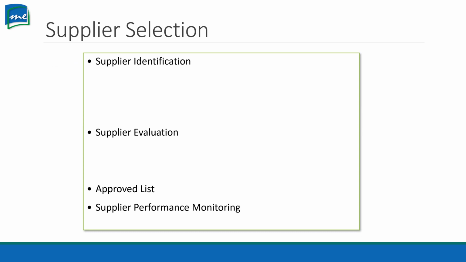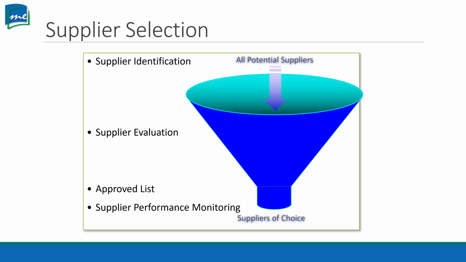So we start with our supplier identification. We're going to start with all our potential suppliers, and then we're going to start funneling this down. We're going to go through an evaluation period where we're going to go looking at the suppliers. Then we'll have an approved list. These are the ones that we've already verified and vetted that can meet our needs. And then we'll have supplier performance monitoring after the purchase. And then we'll have our suppliers of choice, because these suppliers of choice meet our needs and perform to our standards.